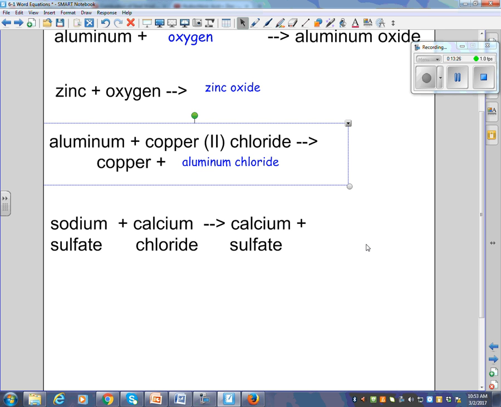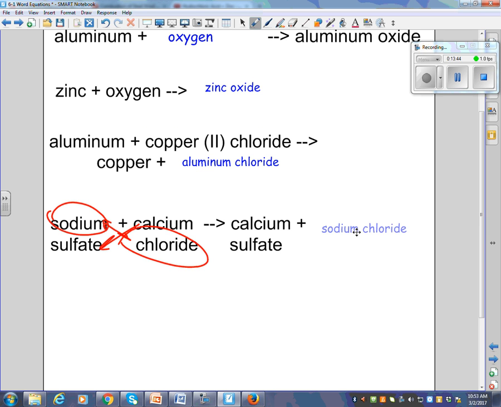Mr. Hydrogen Balloon, right? The calcium and the sulfate get together, and so that means that the sodium and the chlorine get together. Now, I don't have a sort of a celebrity analogy for this.